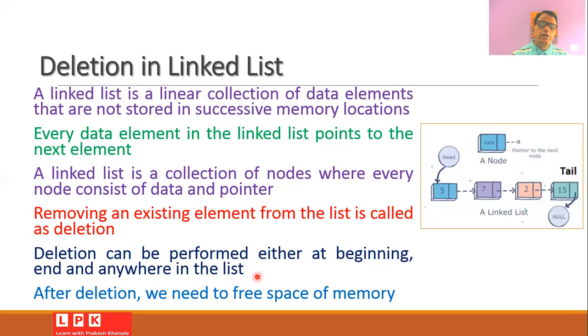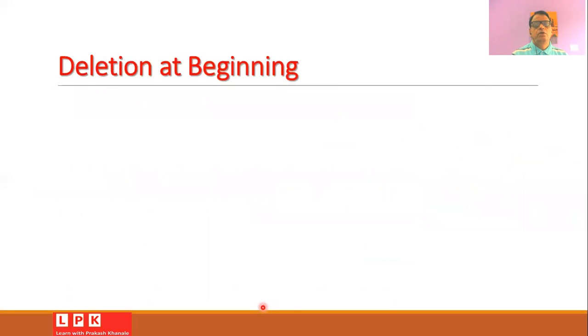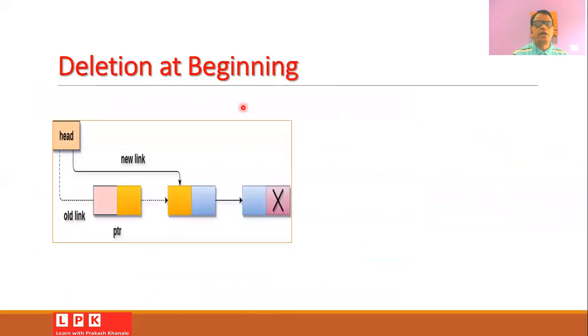Whenever we delete any element from the linked list, it is necessary to free the memory space so that the same space can be used by another node. Now let us start with the first algorithm, for the deletion of the data element present at the beginning of the linked list.